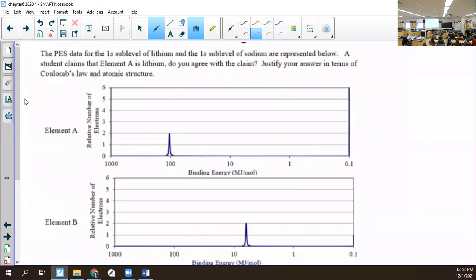Oh, I showed the answer here. The PES, Photoelectron Spectroscopy data for 1s sublevel of lithium and 1s sublevel of sodium represented blah, blah, blah. Do you agree with the claim? Justify your answer in terms of Coulomb's law. So a student claims that element A is lithium. Do you agree with the claim? No. The answer is no. What's that?